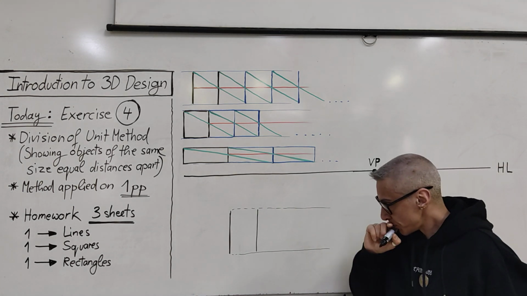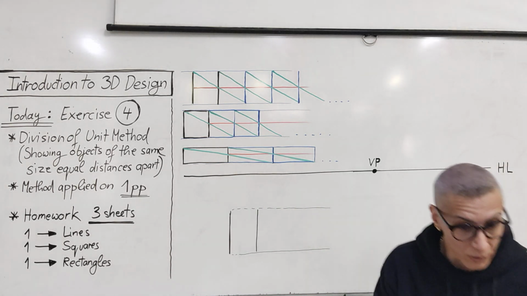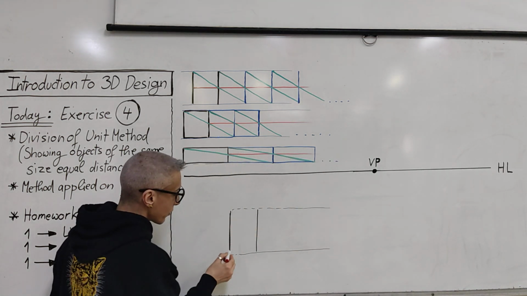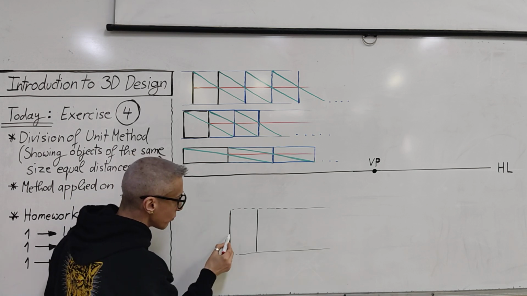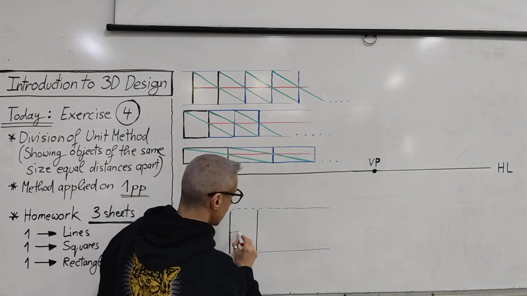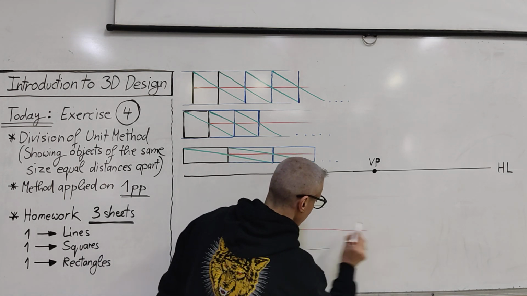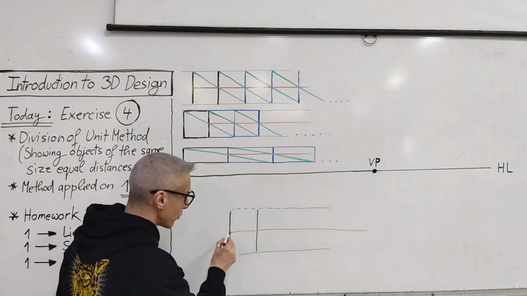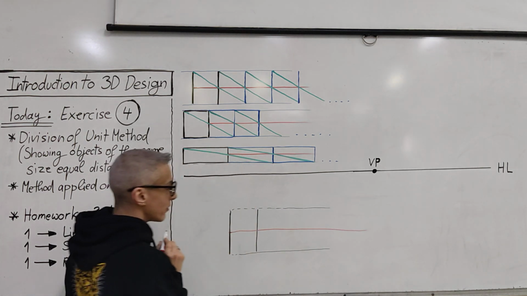Now, to do this method correctly, whatever we start with, whatever this size is, we take the middle of it, the middle, and we draw a line. Now, this is not in perspective. Later I will apply it and you will see. Now, this line, in the middle.